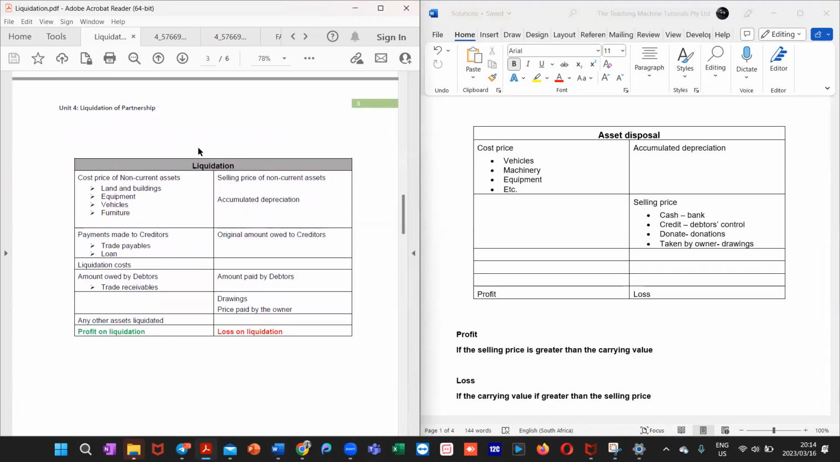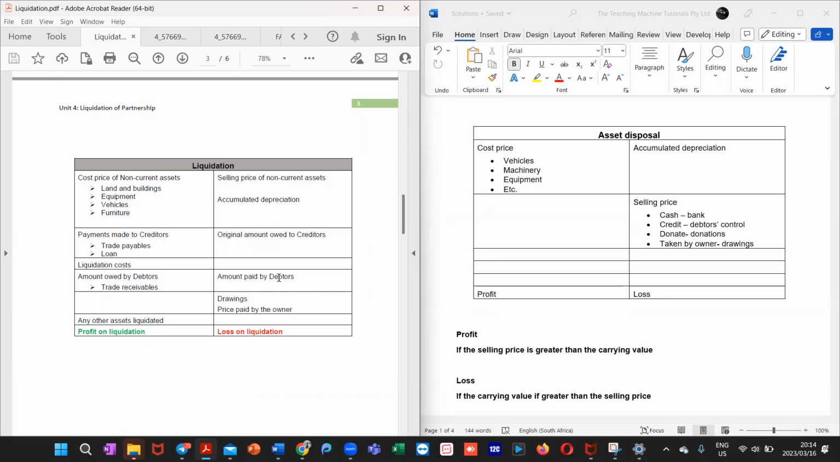This is the structure, this is the format of liquidation. We have the cost price of non-current assets. You have the selling price. You have the accumulated depreciation. You have the payments made to creditors, either the trade payables or the loan. And then you have the original amount owed to the creditors. You have the liquidation cost on the debit side. You have the amount owed by debtors, the trade receivables.